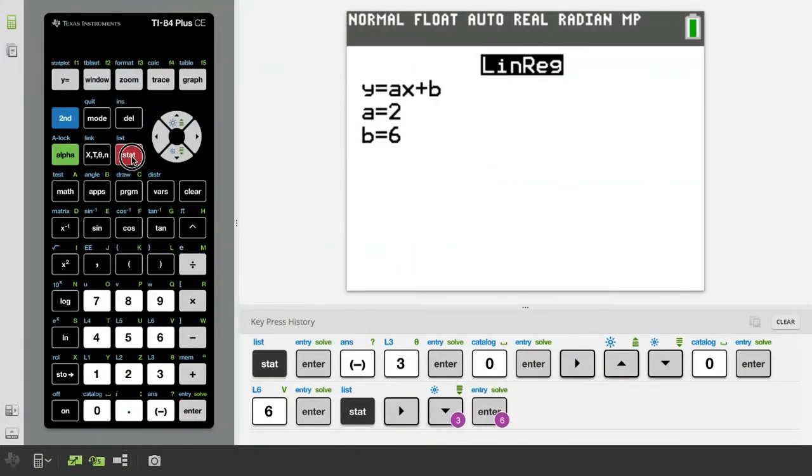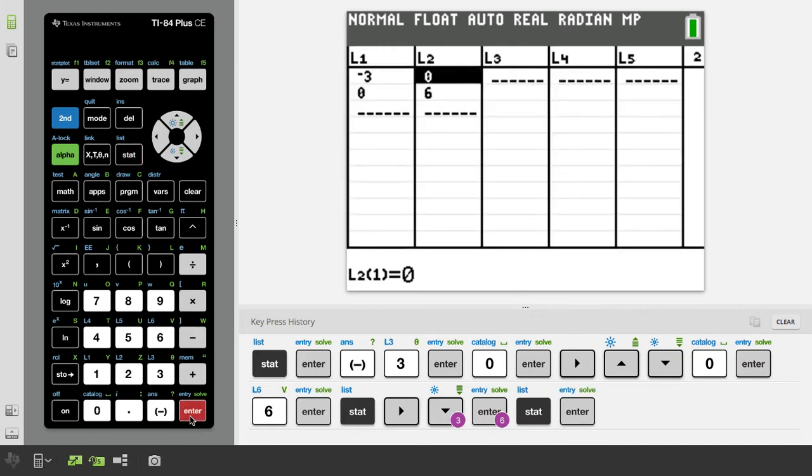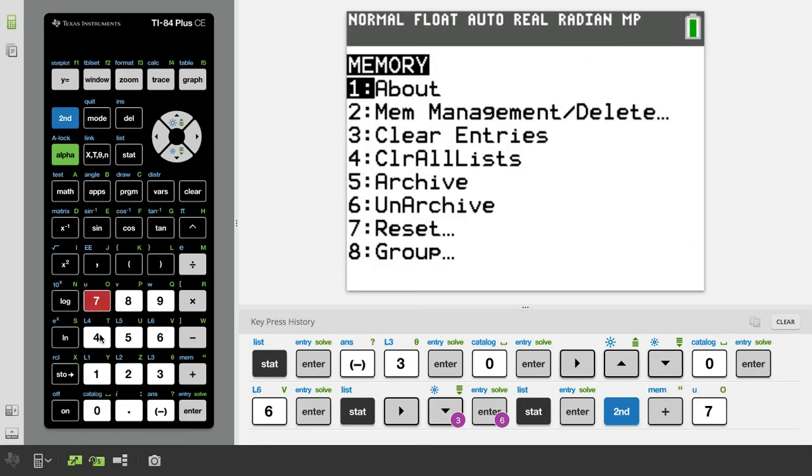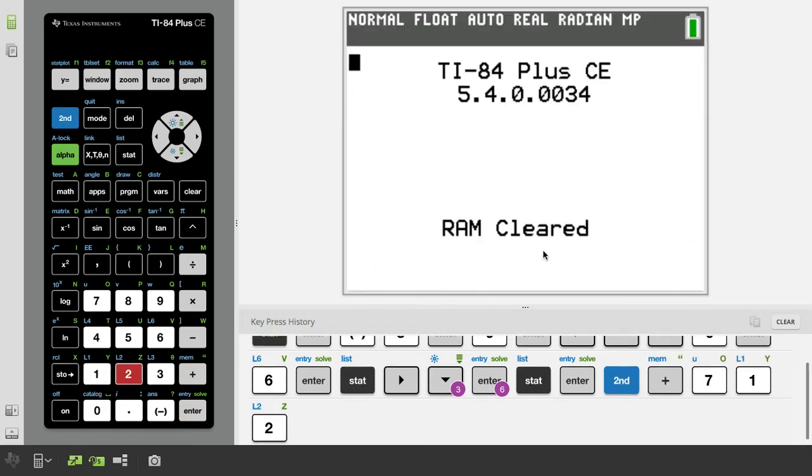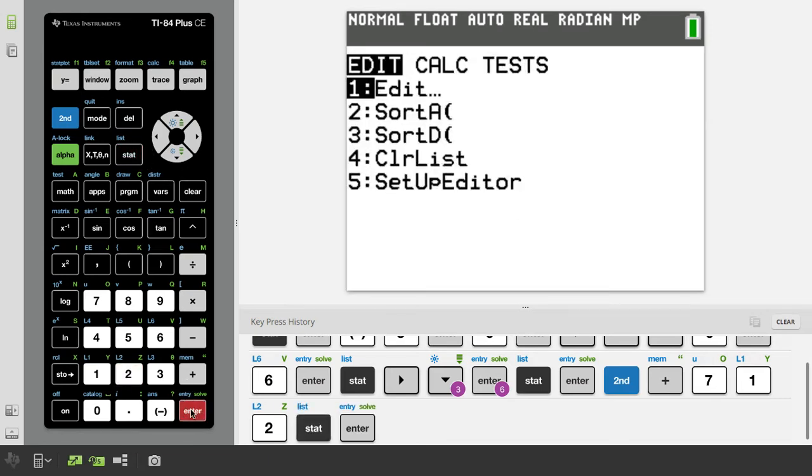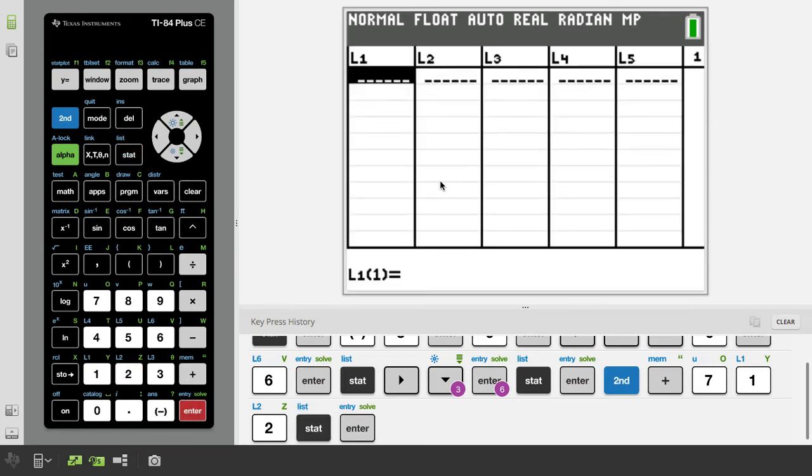So I'm going to go back to Stat, hit Edit, and I'm going to look at this, okay? Now, we know how to do this by hand. We want to make sure we can do it by calculator as well. So some people decide to type over these values. Some people just like to clear out the calculator completely. It's totally up to you how you want to do it. I prefer just to clear it out. So I hit second memory 7, 1, 2, and that just clears out everything. And then I hit Stat, Edit, and it's blank. For me, that's a lot easier. So I'll go ahead and plug in my values now.